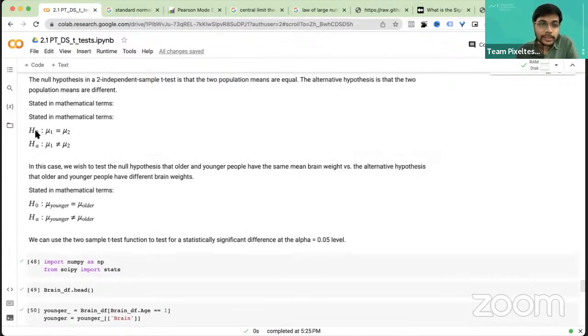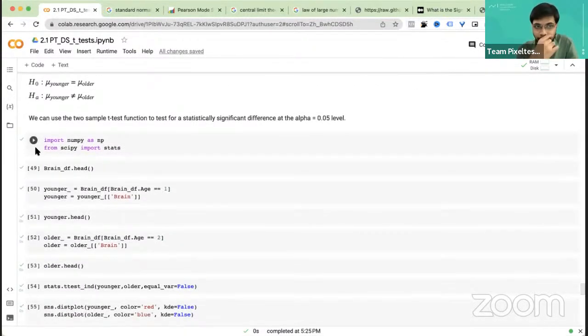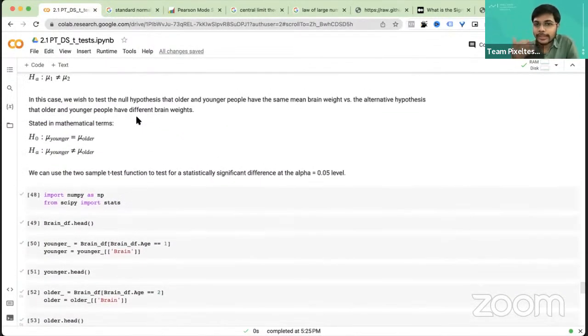So the null hypothesis is that the mean of the first set and the mean of the second set are equal, right? The younger people's mean and the older people's mean being equal is the null hypothesis, and the alternative is that they are not equal, right? Okay, it is mentioned here. Very good. Now what we are going to do is use the two-sample t-test function, right? We have used the one-sample t-test function. Now we are not going into the whole theory and all, right?